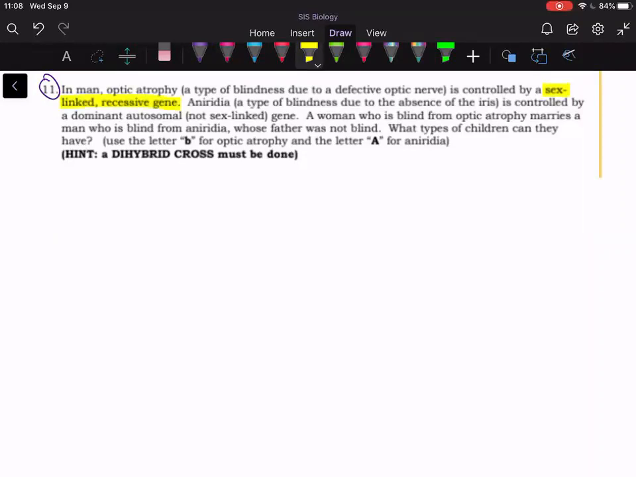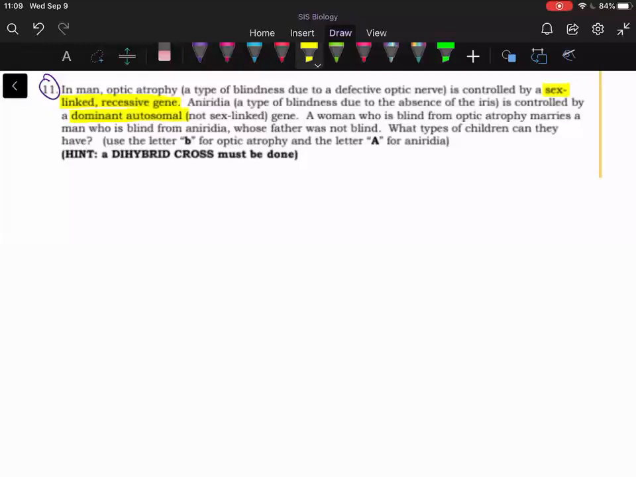Aniridia, a type of blindness due to the absence of an iris, is controlled by a dominant autosomal gene. So it's not a sex-linked gene. A woman who is blind from optic atrophy marries a man who is blind from aniridia, whose father was not blind. What types of children can they have?